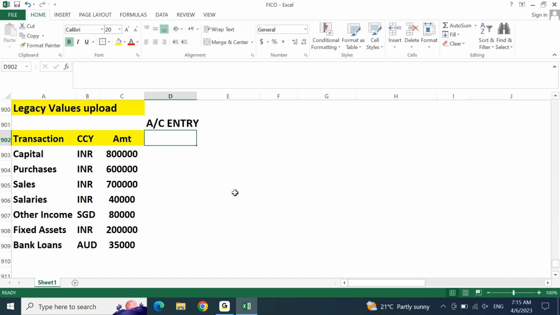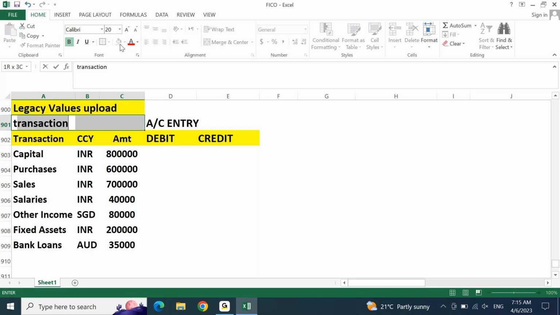You're going to have an accounting entry, but this is a different accounting entry. You will put debit, you will put credit. Debit and credit we have to write, but when you write debit and credit, you have to keep a point in your mind. What kind of data is this? This is your legacy data. Legacy data you always receive in the form of TB.